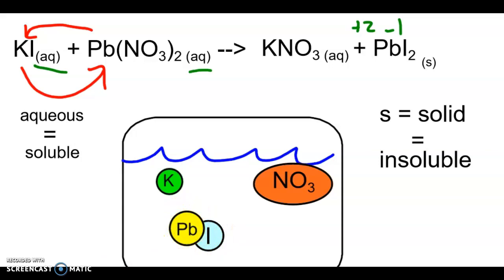Now the last step, if I really want to be thorough here, is we have to balance my equation. So we have 2 nitrates on the left and only 1 on the right, so we can balance that by putting a 2 there. Now we have 2 potassiums and 2 iodines on the right and only 1 of each on the left, so we can finish it out by putting a 2 right there. And now we have our finished equation.